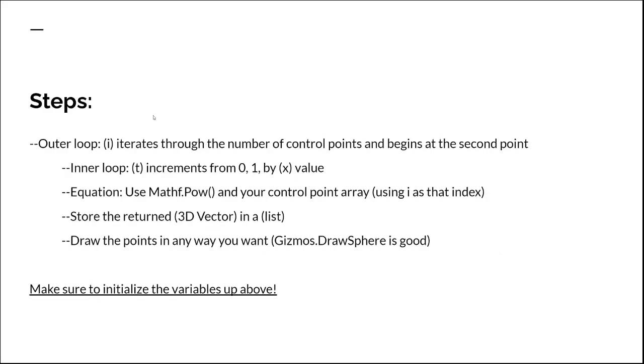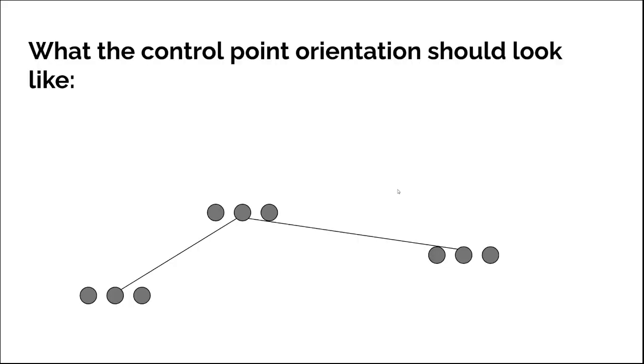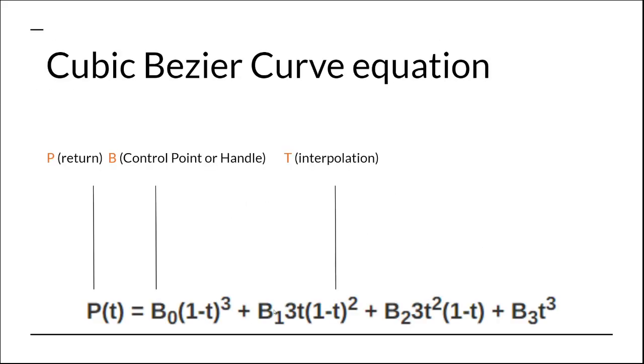Then we have the inner loop, which controls the incrementation of t, which is by x value. So maybe x value would be 0.01, so t increments by 0.01. The equation, and you can use Mathf.Pow, which is a Unity function, and your control points array using I as the index for these ones right here.